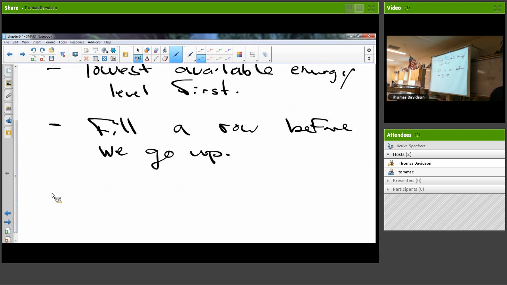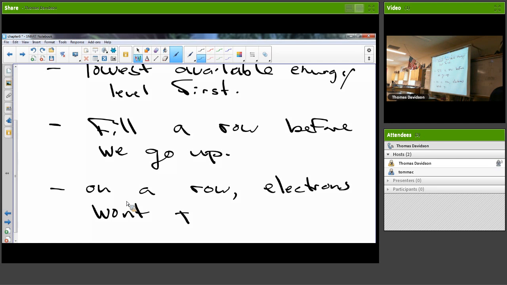All right. On a row, electrons won't pair until they have to.